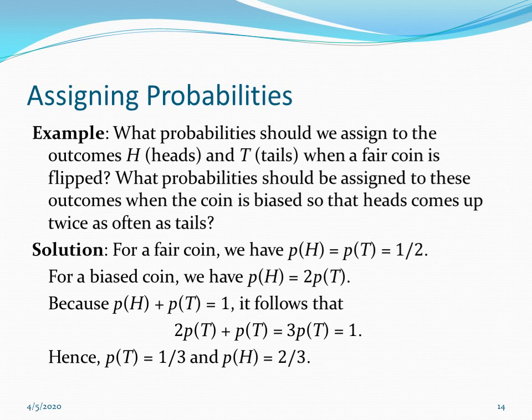Now for a biased coin, where heads is twice as likely as tails, it must satisfy the condition that the probability of heads equals 2 times the probability of tails. But we know that the sum of the two probabilities must equal 1. So 2 times the probability of tails plus the probability of tails, which is 3 times the probability of tails, is equal to 1. That means the probability of tails must be 1/3. The probability of heads is twice as much, so it is 2/3. You still have the condition that the sum of the two probabilities is equal to 1, and the probability of heads is twice the probability of tails.